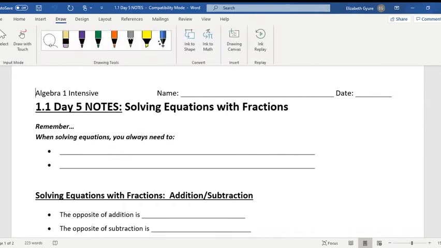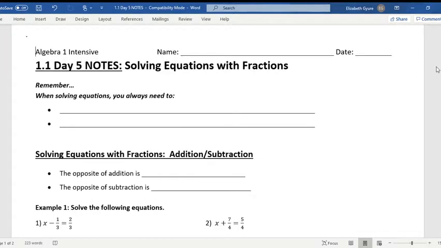Today we are going to talk about equations with fractions. So we did a bunch of stuff with fractions yesterday to prepare us for today, right? Because if we just hopped right into equations with fractions and we hadn't reviewed fractions in general, you'd be like, whoa, what's happening, right? So this was meant to make it a little bit easier.